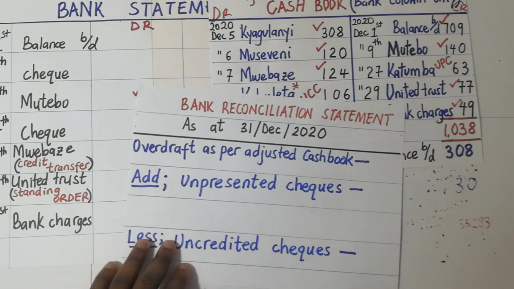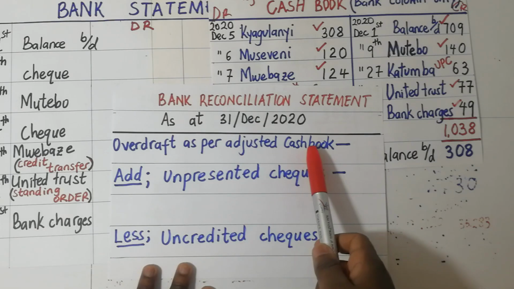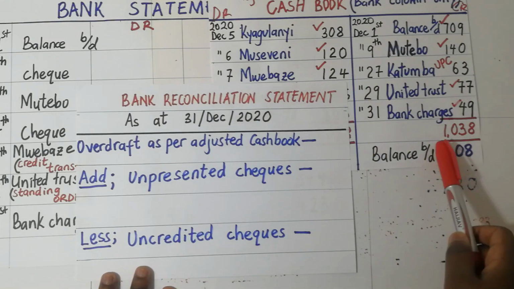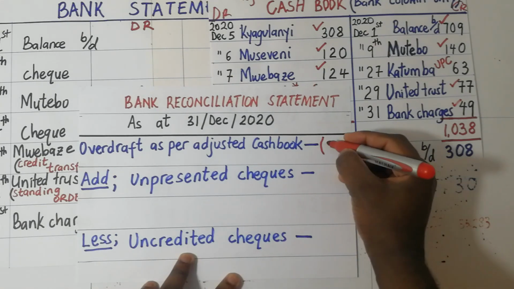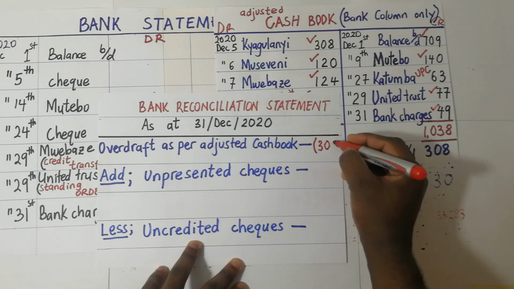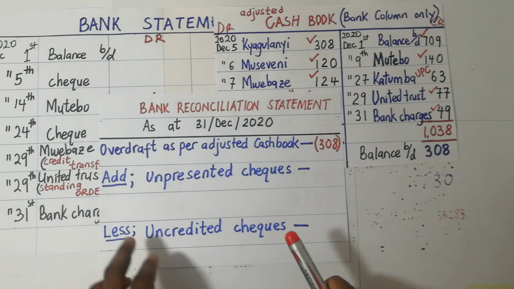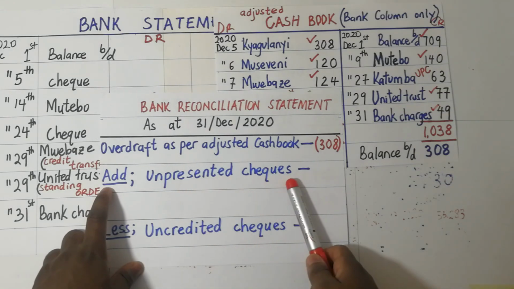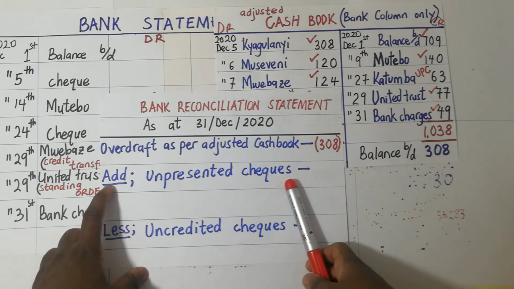So what we're having here is our bank reconciliation statement. We shall begin with the overdraft as per adjusted cash book. Our overdraft as per our adjusted cash book is 308. Then we're supposed to add unpresented checks. I think I have been explaining why we add unpresented checks.